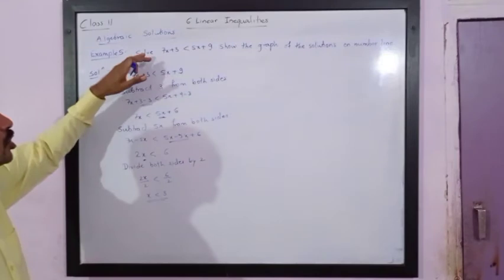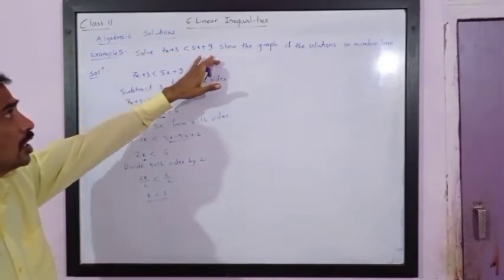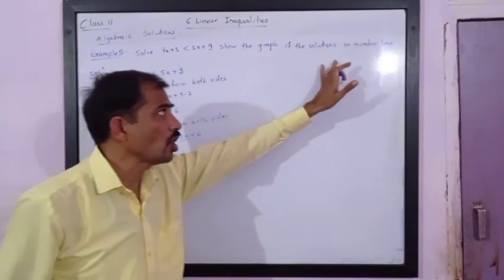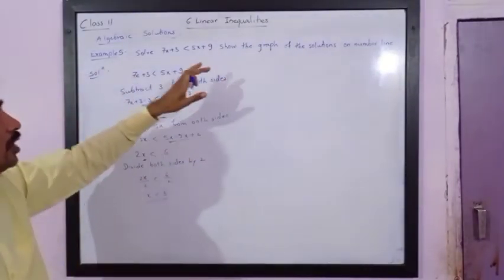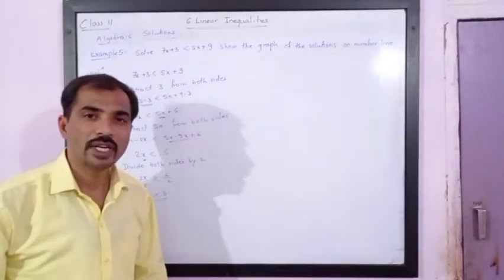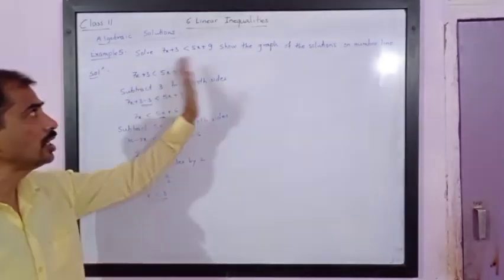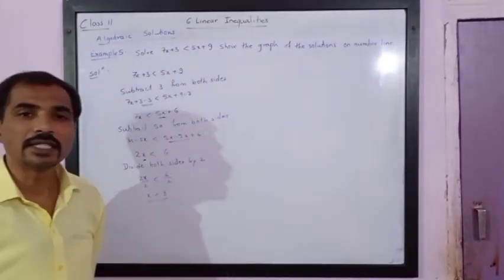See, the question asked, solve 7x plus 3 less than 5x plus 9. Show the graph of the solutions on number line. So we are going to consider, since it is not given whether x is a natural number, an integer, or a real number. Real number includes all the numbers. So we are going to consider x as a real number.